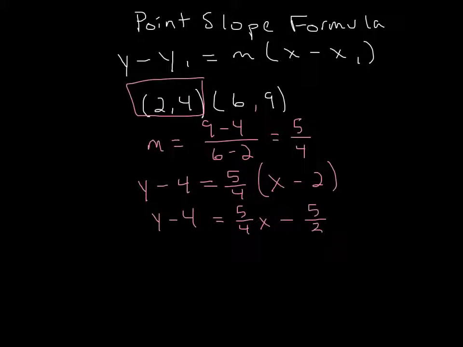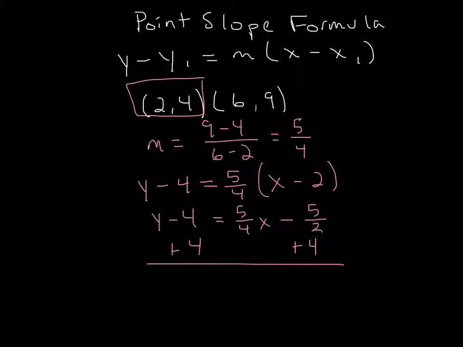Alright, now we got to bring that 4 over to get our y by itself, so plus 4. Now this is not very fun, right? So we got a negative 5 over 2 and we got a 4. So what do we do there? Well, the easiest way to do it, I guess, would be to make that 4 into a fraction, and we can turn that into 4 over 1.